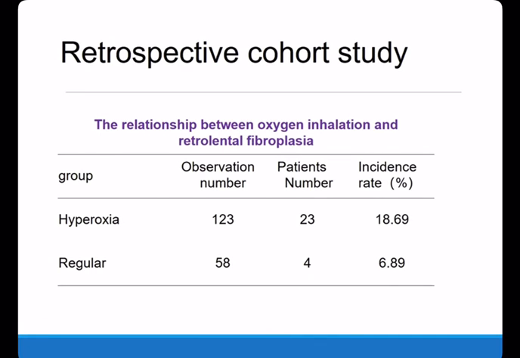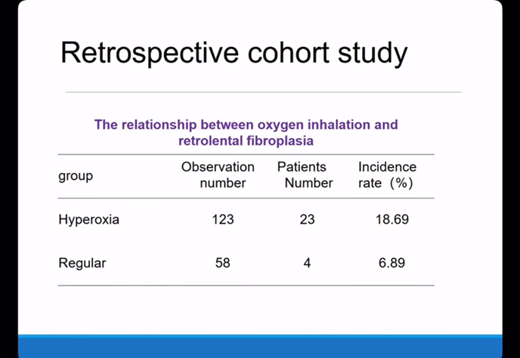Next, the scientists performed a retrospective cohort study to find out whether there is a relationship between oxygen inhalation and retrolental fibroplasia. They found that among babies with hyperoxia, numbering 123, the incidence rate of retrolental fibroplasia was 80%, while in the regular group the incidence rate was only 6%. Comparing these two results, we can see that oxygenation is associated with retrolental fibroplasia.